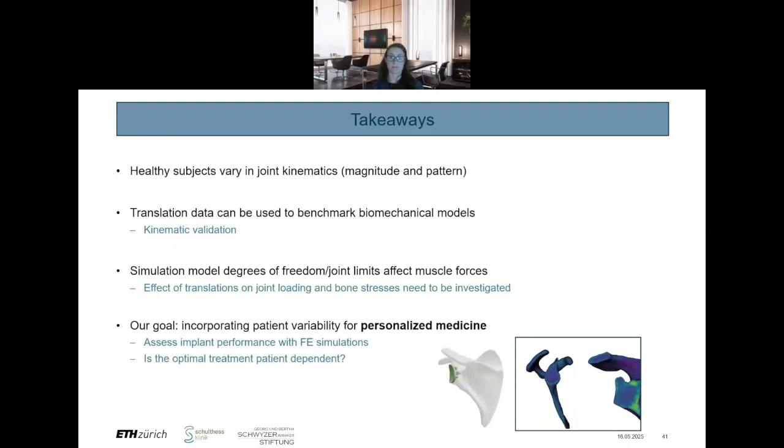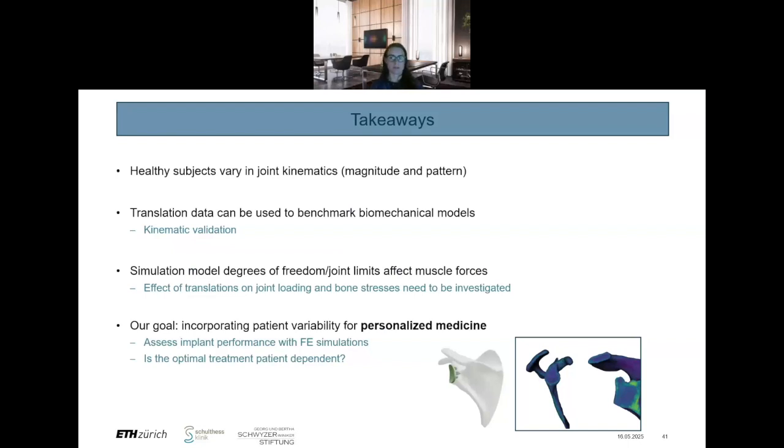Next, we want to check the effect of these translations on the joint loading and the bone stresses. So that becomes very relevant for our implant project. And we really want to incorporate this patient variability for personalized medicine. So if we're testing different implants, we want to go through a regime of different translations. Of course, we're hoping to collect more biplane data from pathological individuals that are undergoing these sorts of surgeries, so we have an even better idea what their joint kinematics looks like.